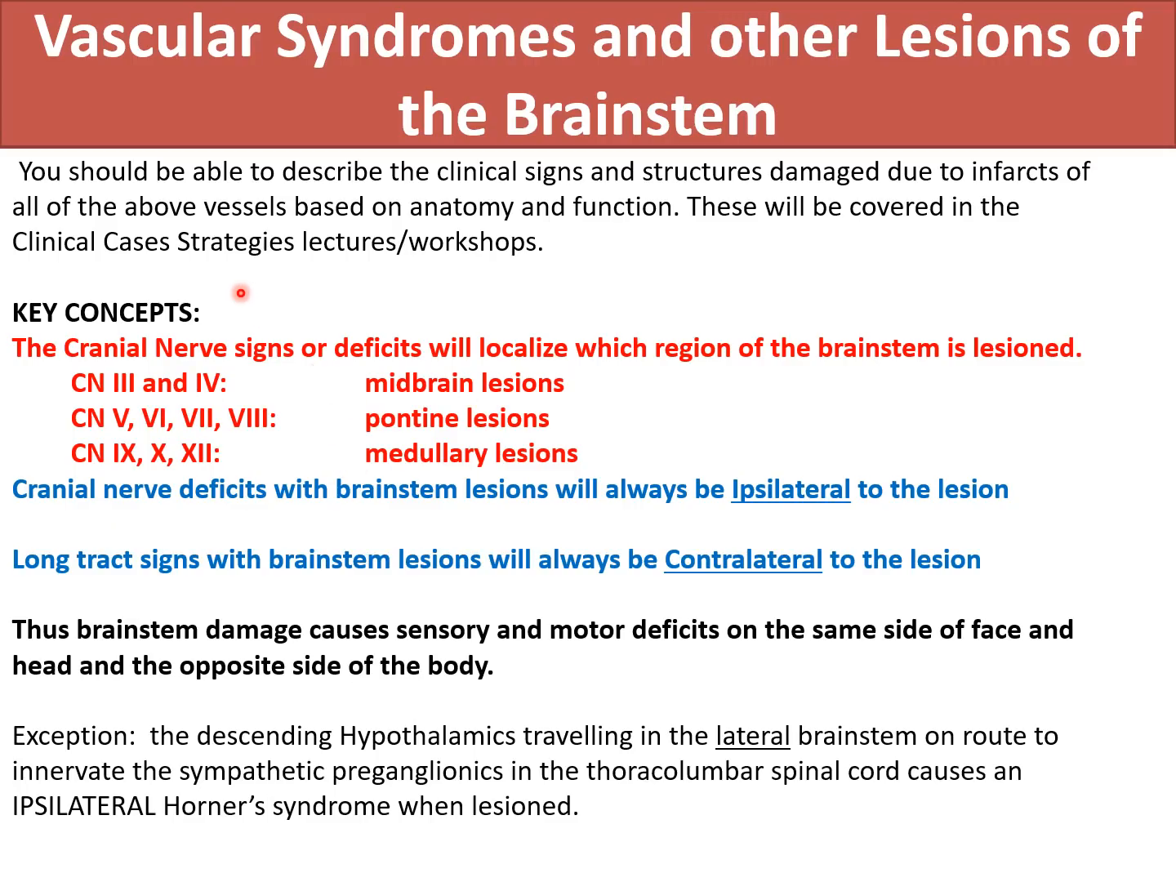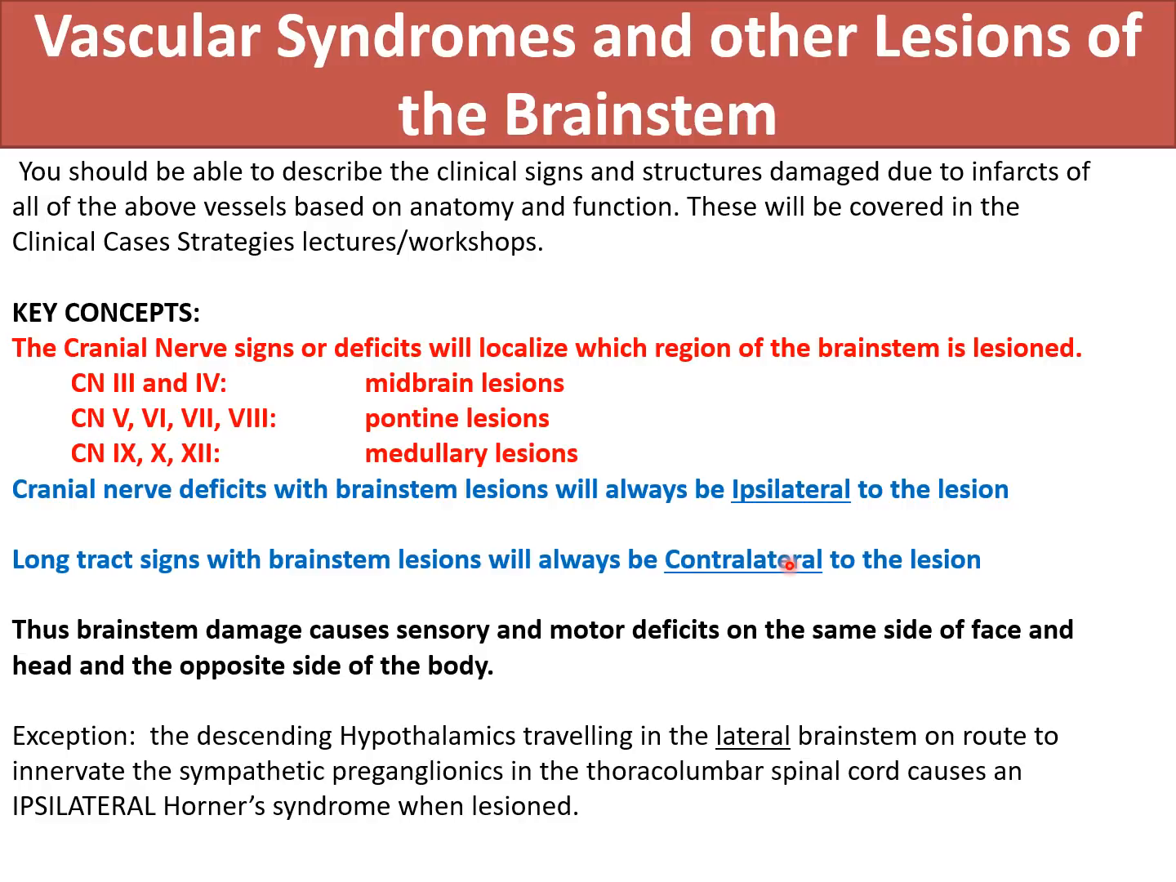Key concepts to think about in terms of vascular syndromes is if there are certain cranial nerves at each level: at the midbrain, cranial nerves 3 and 4 and their nuclei, and at the pontine level 5, 6, 7, and 8. Then a vascular insult to the pons might affect all of those cranial nerves or a subset of them. Vascular insult to the medullary vessels might affect 9, 10, and 12, as well as the long tracts that are traveling through those areas.